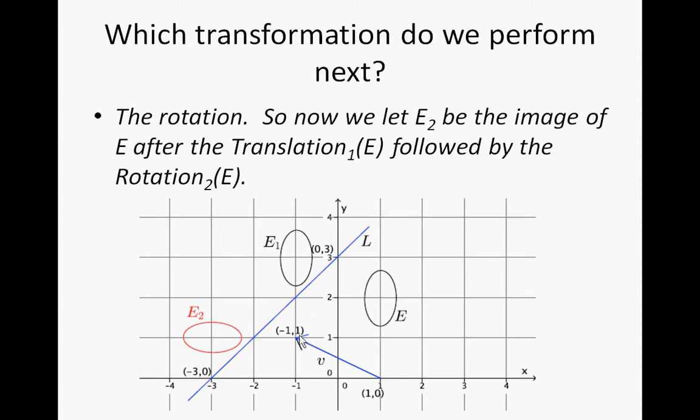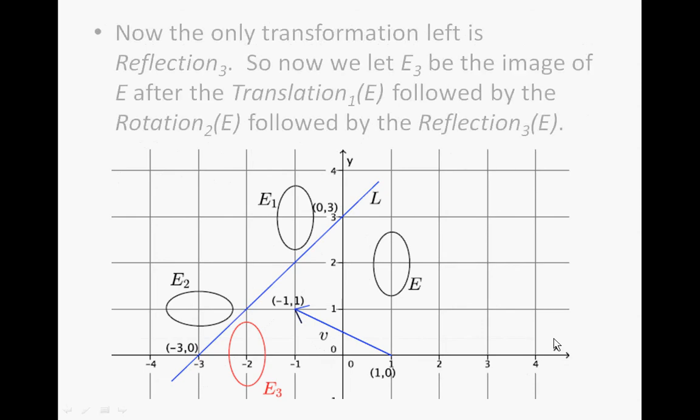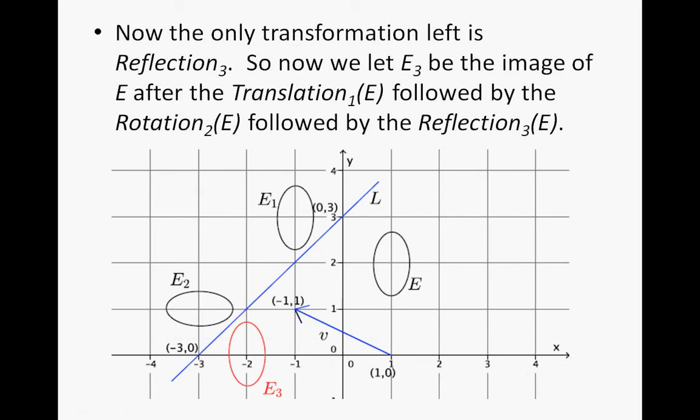So now we're rotating it around point (-1, 1). And again, using your transparency, if you did that, it's going to end up with the center of the ellipse at (-3, 1). So now the only transformation left is reflection, and we let E3 be the image of E after translation 1, followed by rotation 2, and followed by reflection 3. So again, taking our transparency, if this is our line of reflection and we reflect it, it's going to end up in this area right here.